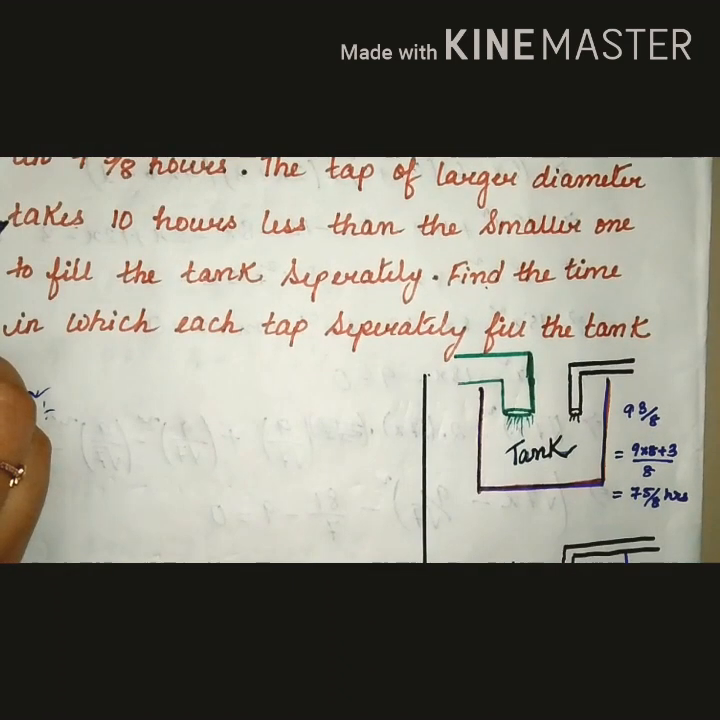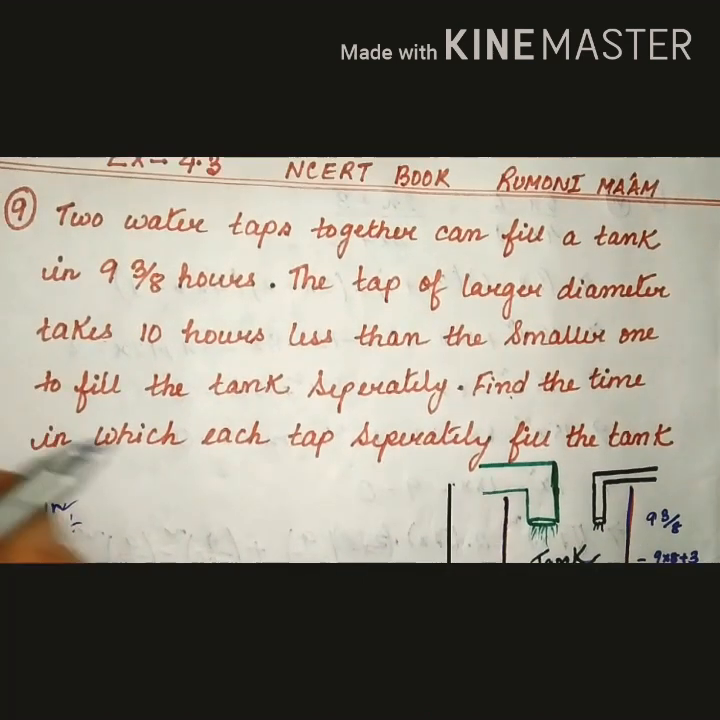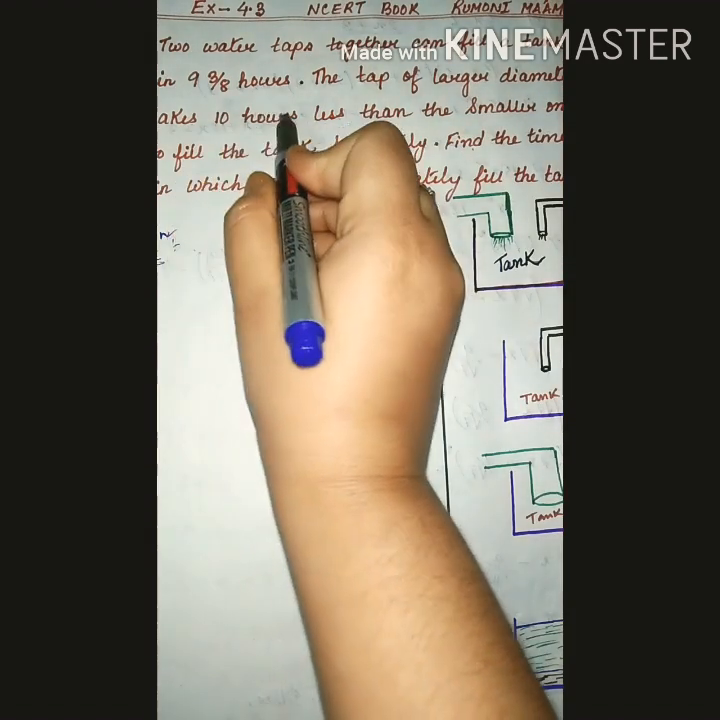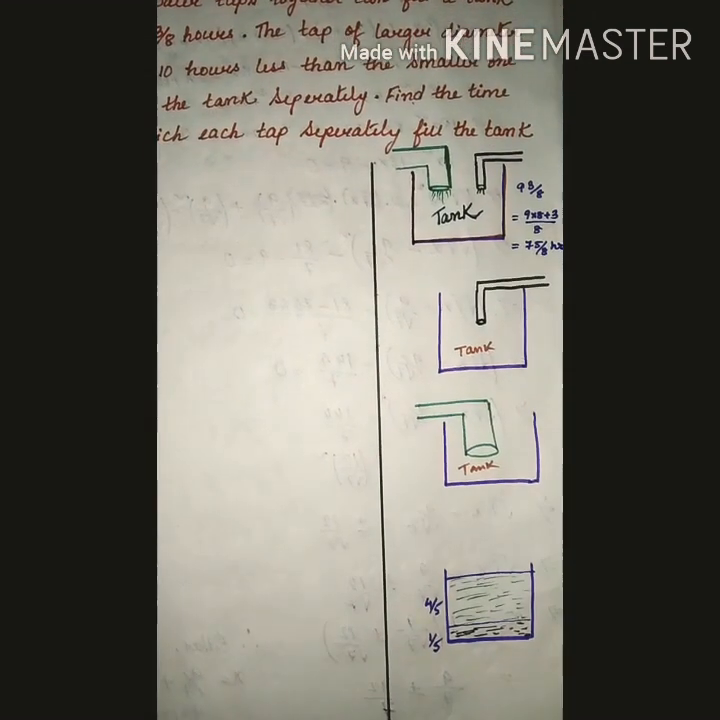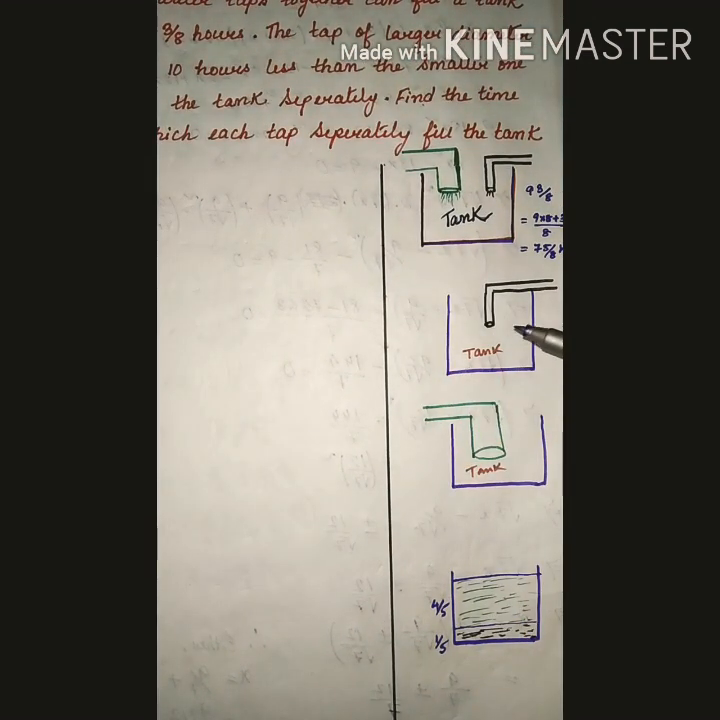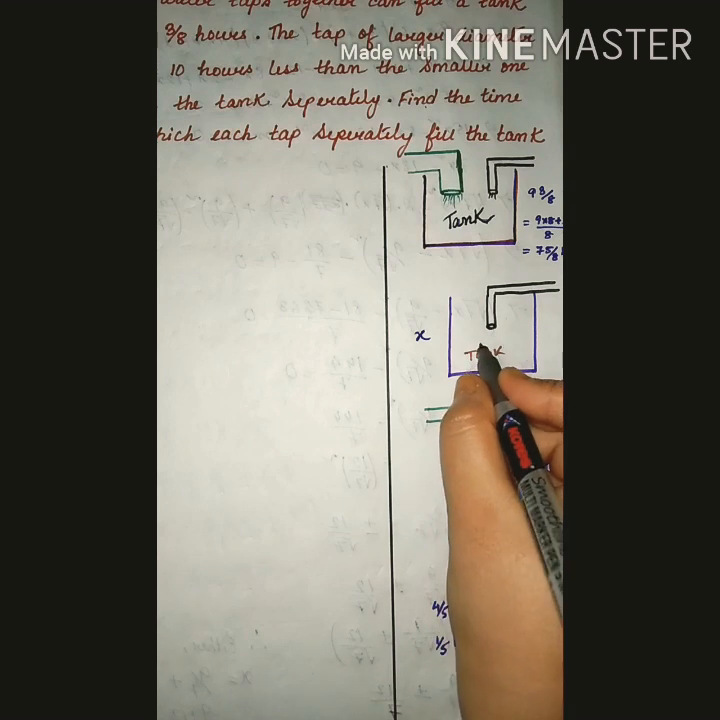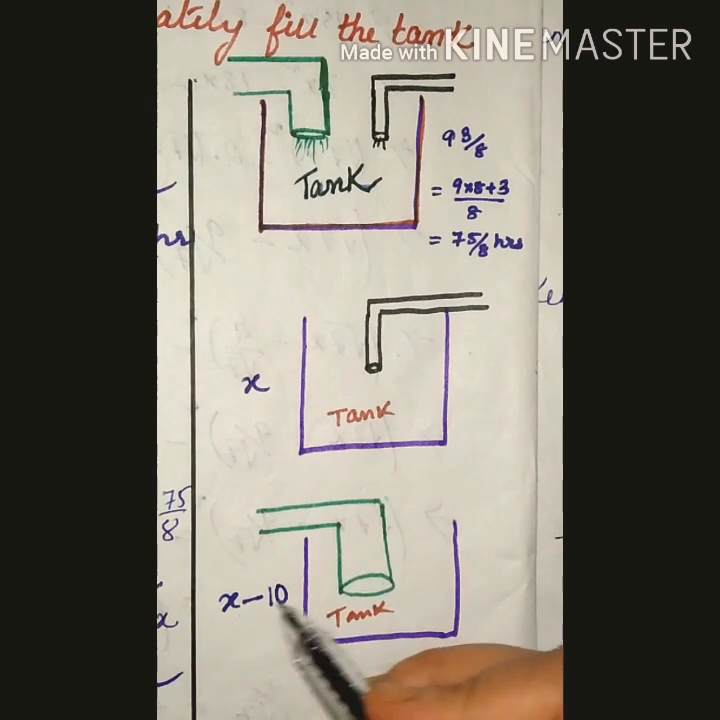So two water taps together can fill a tank in 75/8 hours, near about 9.37 hours. The tap of the larger diameter takes 10 hours less than the smaller one to fill the tank separately. That means obviously the smaller one will take more time than this one. This one will take less time. Suppose the smaller one takes X hours.